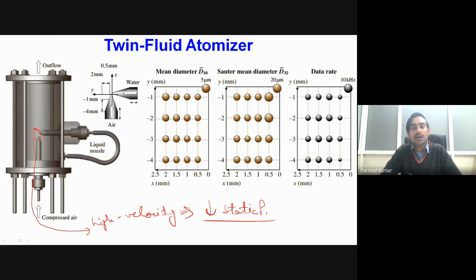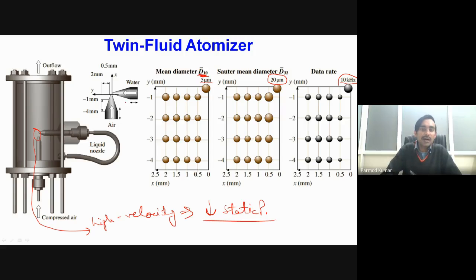Over here you can see three different representations for measuring the particle size distribution of the droplets. The first refers to the mean diameter. A representative mean diameter is given here as 5 micrometer, then a Sauter mean diameter is taken as 20 micrometer, and the rate at which droplets are generated is considered equivalent to 10 kilohertz.